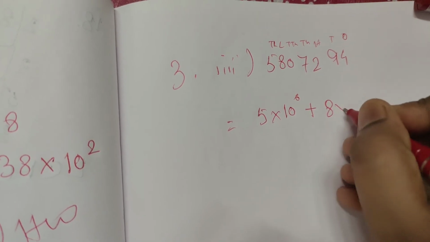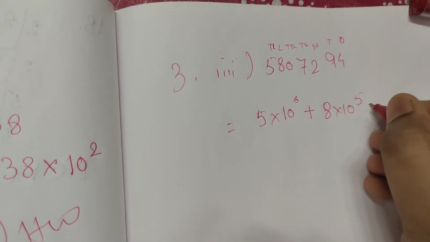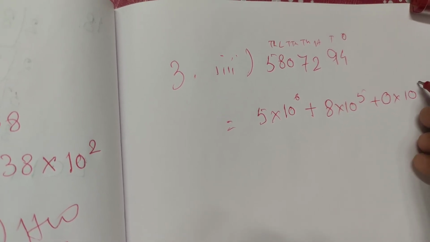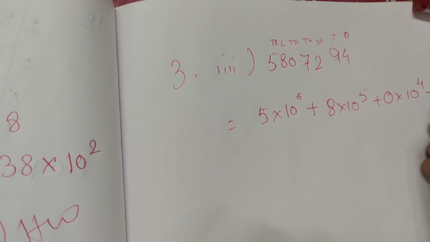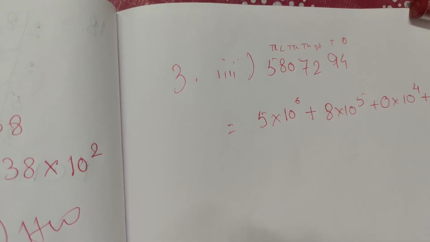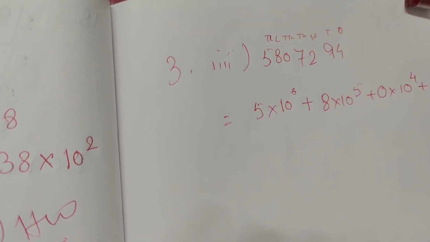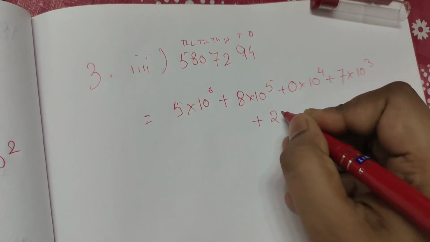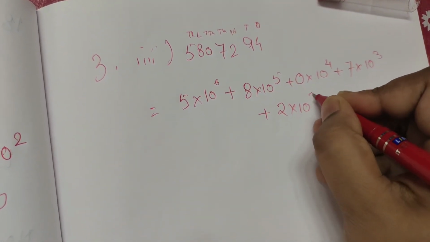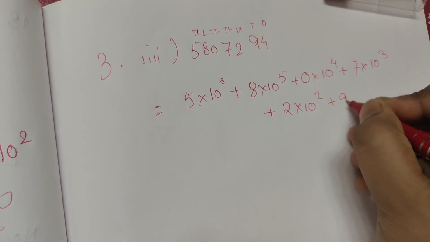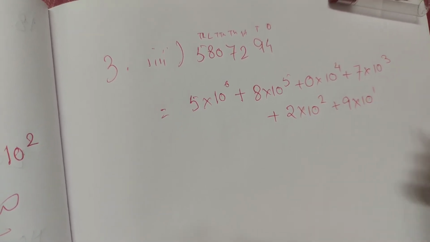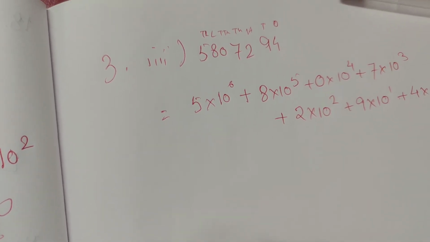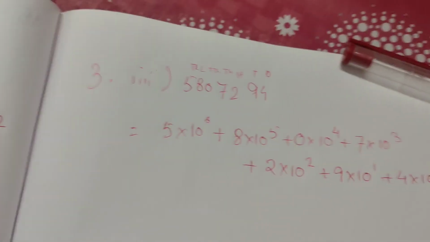Now 8 into 10 to the power 5 plus 0 into 10 to the power 4 plus 7 into 10 to the power 3 plus 2 into 10 to the power 2 plus 9 into 10 to the power 1 plus 4 into 10 to the power 0. That's all. Okay.